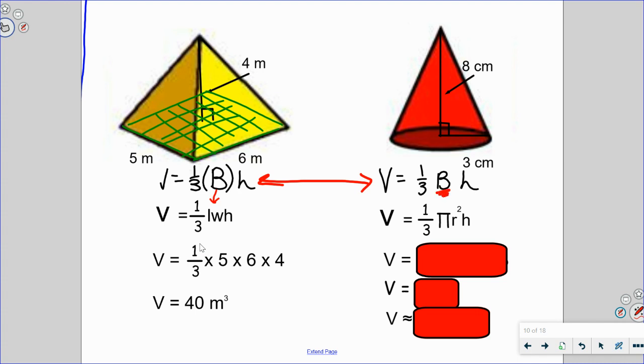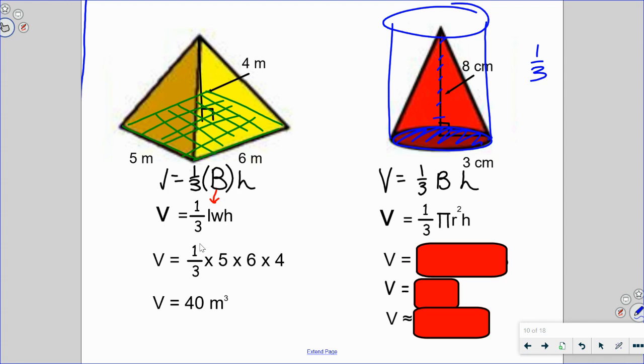Only in this case, the base area is going to be a circle. So you're going to find those circles, you're going to stack it up 8 centimeters tall, and then you're going to say, well, look, that's a third of the surrounding cylinder around it. So don't forget that 1/3. Pause if you need, rewind, listen to that part again.